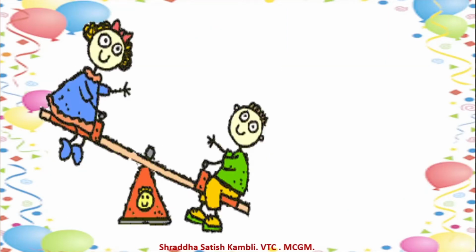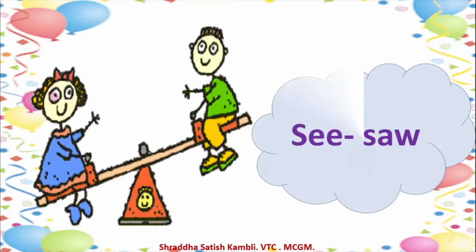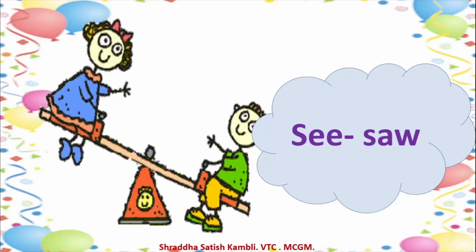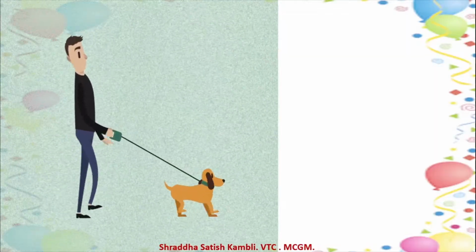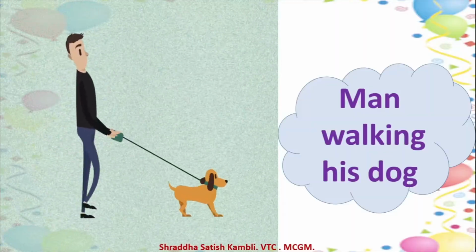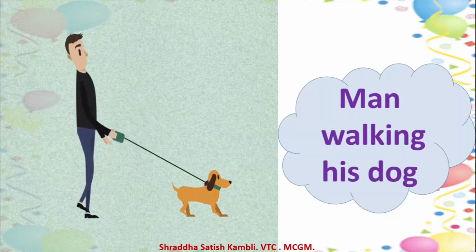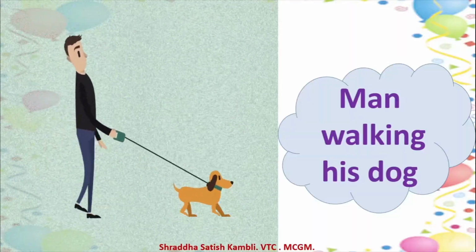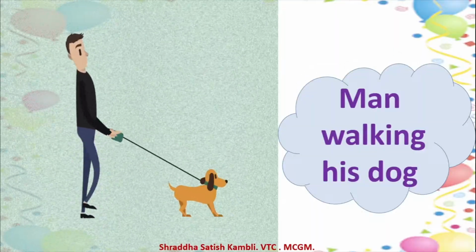What else was there in the park, children? There was a seesaw. What was there in the park? There was a seesaw. A seesaw is a kind of game where one comes up and other goes down. Seesaw. And finally, a man was walking his dog. A man was walking his dog means a man was taking his dog out for a walk. Alright, so we saw so many different things in the park.